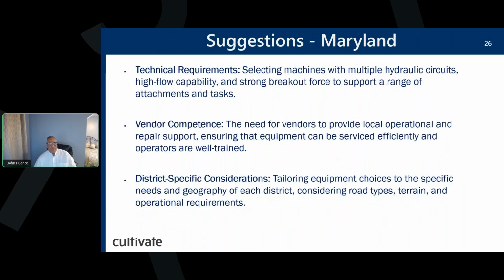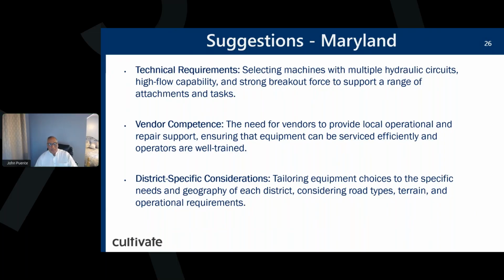All right, suggestions for Maryland. Maryland suggested choosing equipment that had multiple hydraulic circuits. This is the first time that we heard this in our conversations. What this is, they're requesting or recommending multiple hydraulic circuits and high flow capacities, because what this does is it helps to support a large range of attachments and gives that piece of equipment a lot of flexibility.